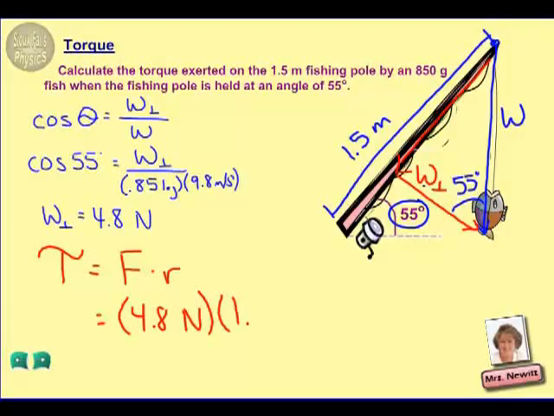Our distance is 1.5 meters. And notice that we still use the full 1.5 meters. That can be a little bit confusing because of how we've drawn our diagram. The fish, or the point where that force is attached, is still out at the end of the pole. So even though we're drawing this diagram to find this component that's here, that does not affect the distance that is used.